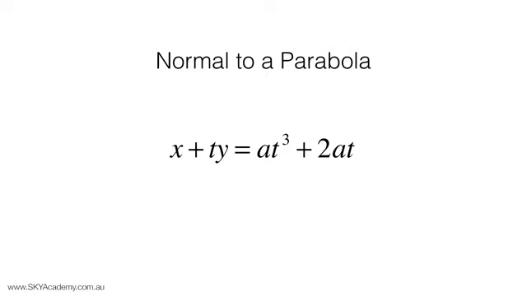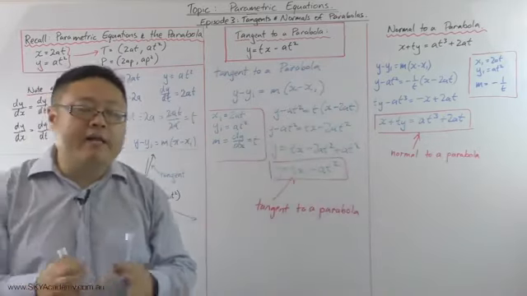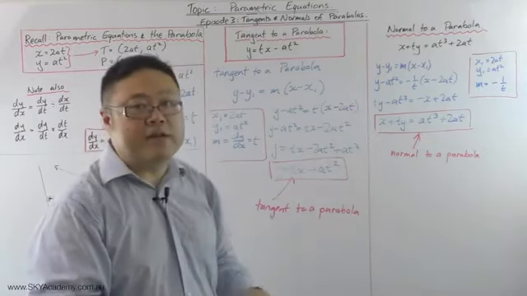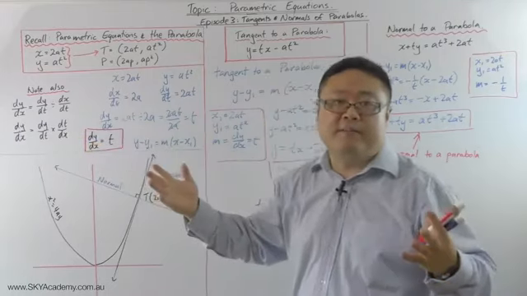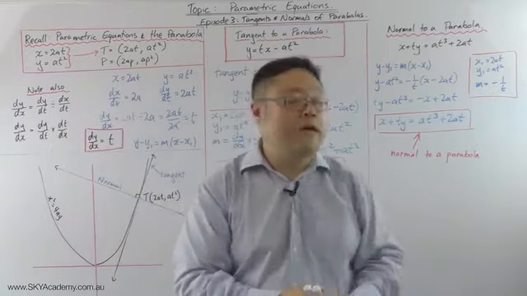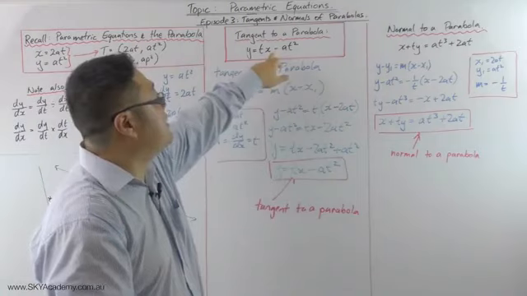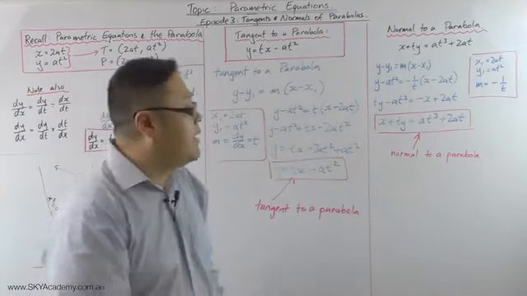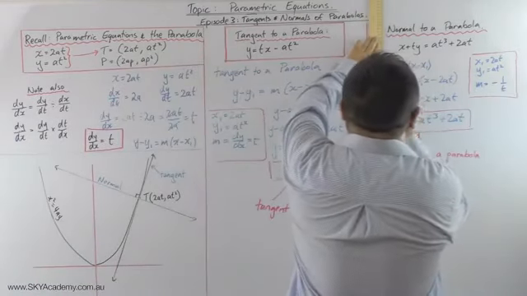So that's the normal to a parabola. You might need to memorize it, but you might not need to memorize it. If you can derive it from scratch just by memorizing this, then that's fine, right? But if you can't, then it might be helpful for you to memorize the tangent to a parabola and the normal to a parabola as well. Let me just put boxes around it, and then yeah, it'll be a lot cleaner.